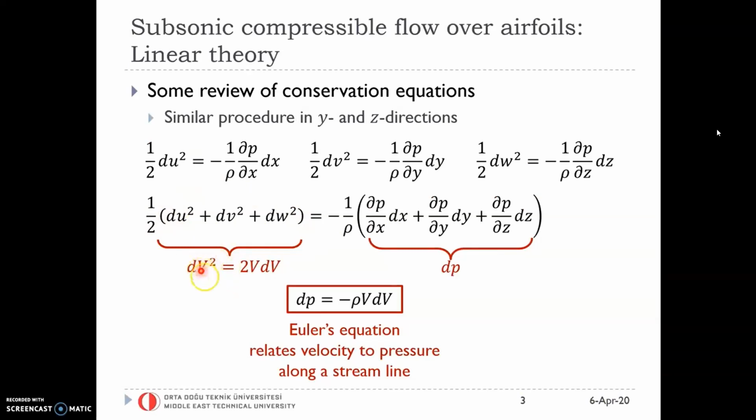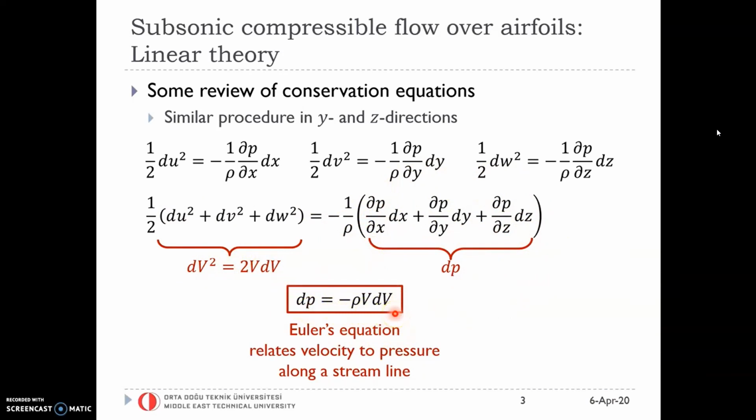Capital V here is the resultant velocity vector, and alternatively you can write it down as 2v dv. And on the right hand side, again, this is nothing but dp. So the final momentum equation, the conservation of momentum equation, becomes dp equals minus rho v dv. This is also known as Euler's equation.